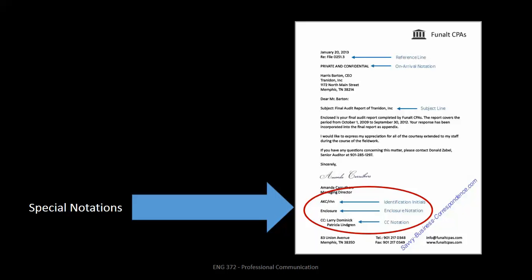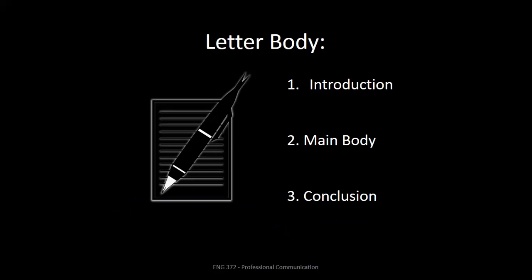You don't really see that much anymore because most people do their own typing nowadays, but it's kind of an interesting little fossil, really. And then if there's an enclosure and a copy to send to anybody, you'll see that. Within the letter body, there are 3 main parts. There's an introduction, a main body, and a conclusion.